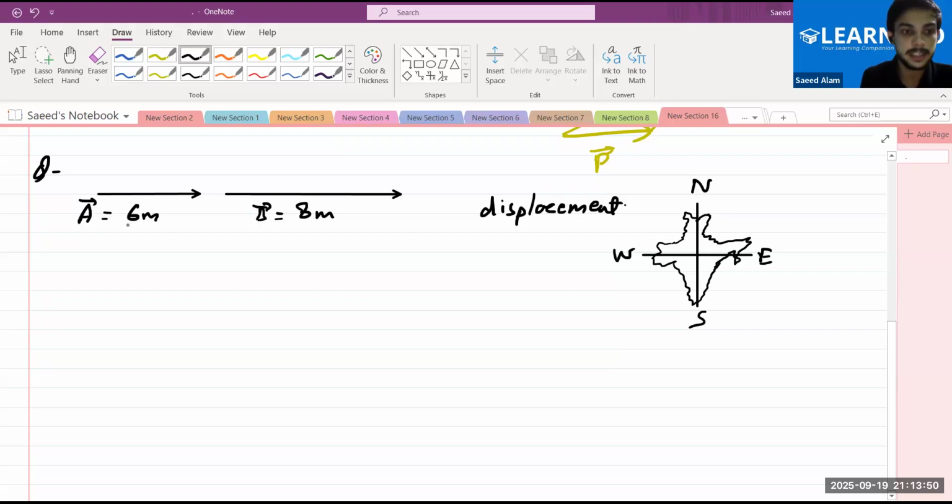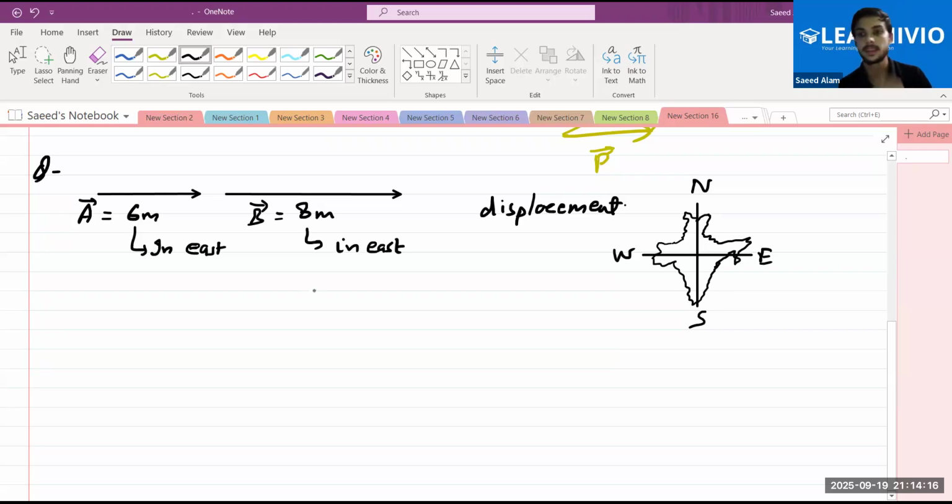I'm giving this as A vector, 6 meter, let me write it like this. And what else should I mark here is in east. And this B is also in east. So I have represented the vector completely. I have shown the magnitude as well as the direction.